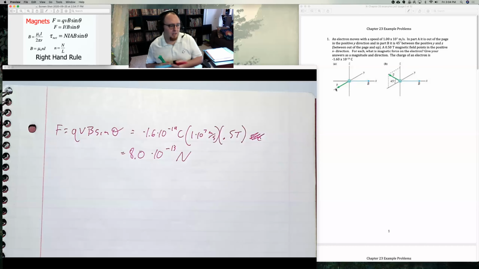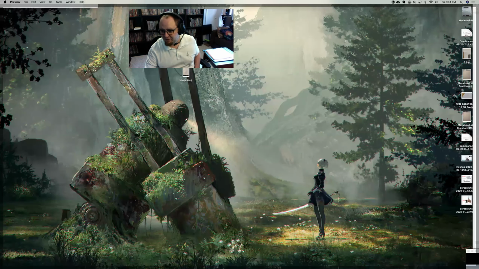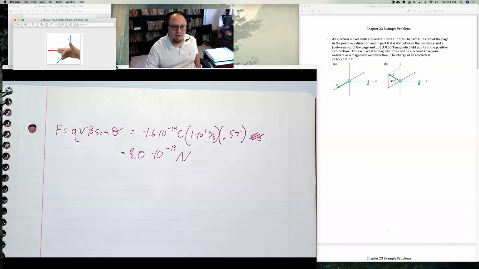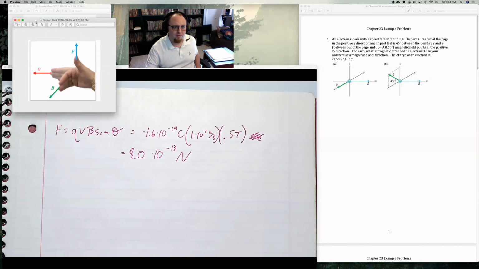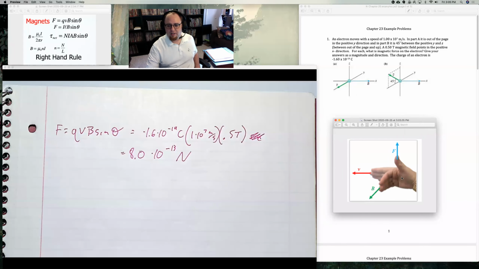Okay. Now we also want to do direction. For direction, I'm going to use the right-hand rule. What the right-hand rule shows is that you point your hand in the direction of V, you curl your fingers towards B, and your thumb shows you F. V is out of the page, so it's straight at me. B was to the right, so I'll curl my fingers in that direction. My thumb points in the direction of the force, and my thumb is saying it's up. So the force must be up.